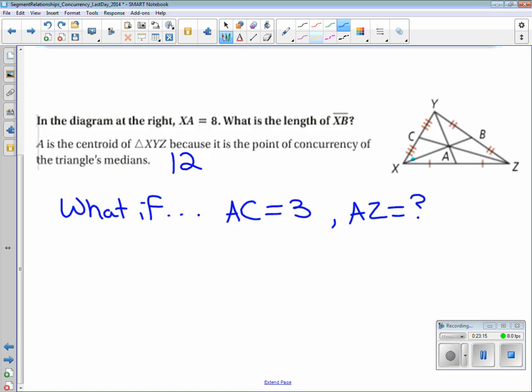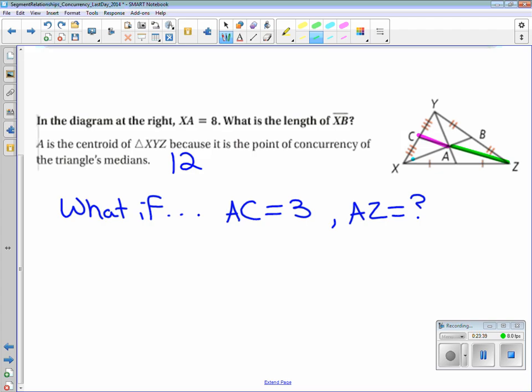One of them is shorter than the other. Which one is shorter? Is AC shorter? So this one is shorter than the other one. Would you agree with that? So the 3 is the shorter one. In this case, one has to be twice as long as the other. Okay. So what's the length of AZ?